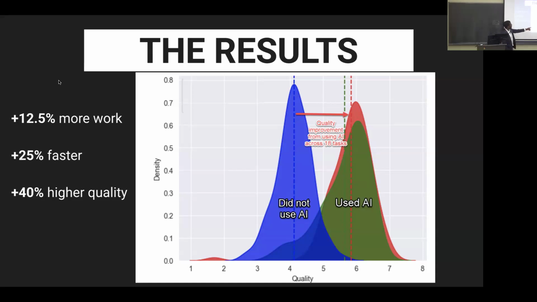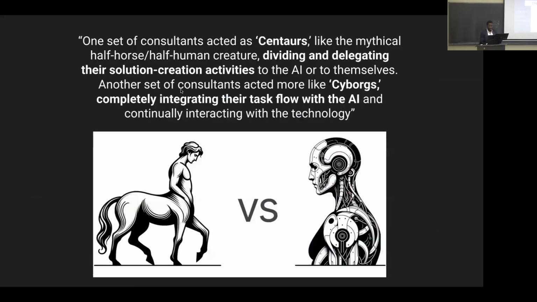What you'll notice is that within the used AI bucket, right? Because everything here, the green and the red, both used AI. There's also a slight deviation, right? There's those who used AI and scored a 5.8, and those who used AI and scored about a 5.9. And so it seems to imply that there are certain ways of using AI that are better than other ways. And really, the results, when we dove into it, were that within those who used AI, one set of consultants acted as centaurs, like the mythical half-human, half-horse creatures. And they really just divided and delegated their solution-creating activities to the AI or to themselves.